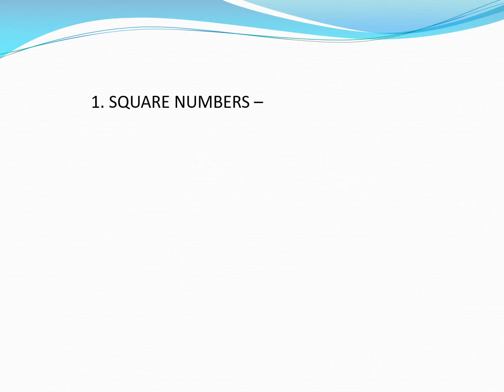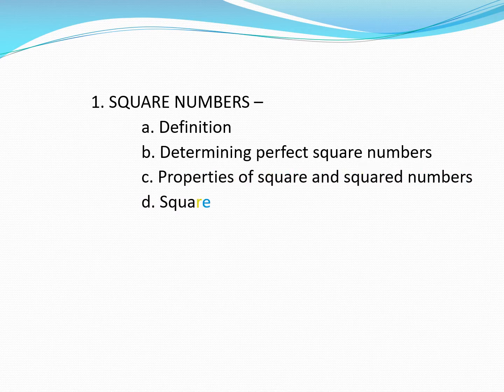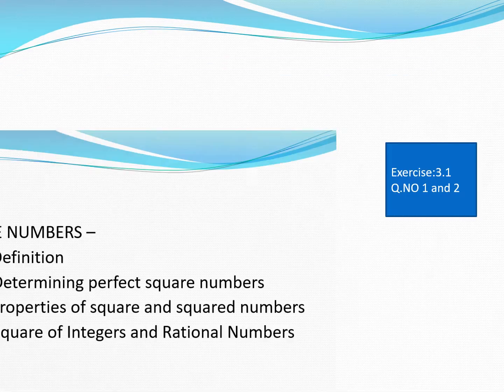Let us now learn about square numbers. Under these there will be four subtopics. First will be definition, second will be how to find out perfect square numbers, third will be properties of square and squared numbers. Fourthly, it will be square of integers and rational numbers.